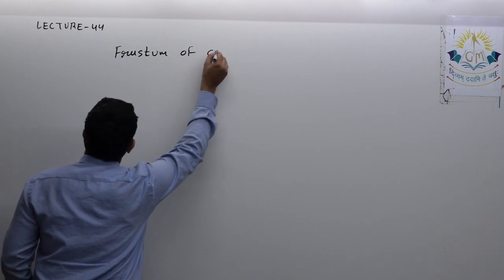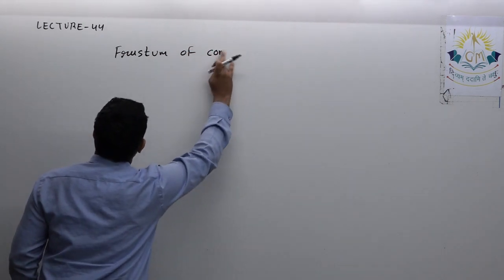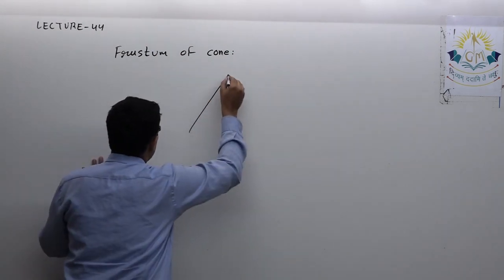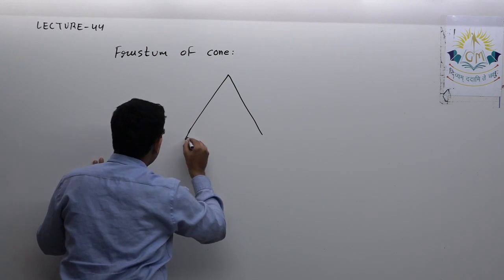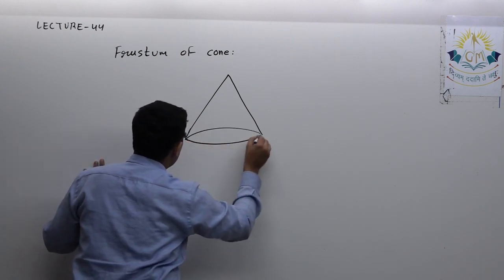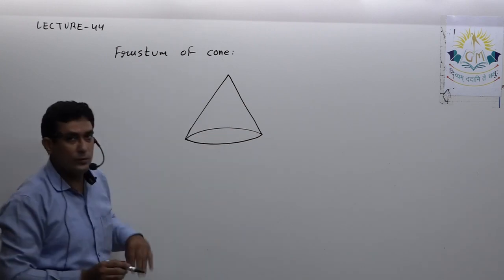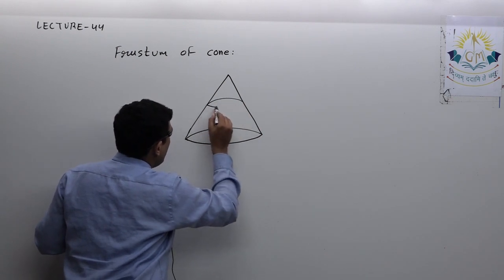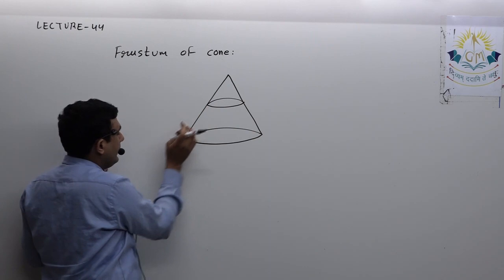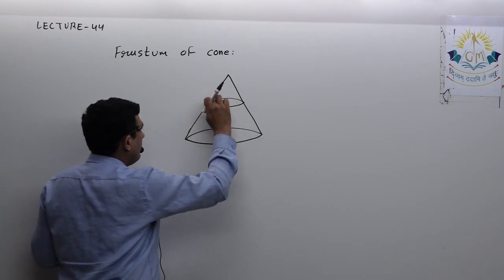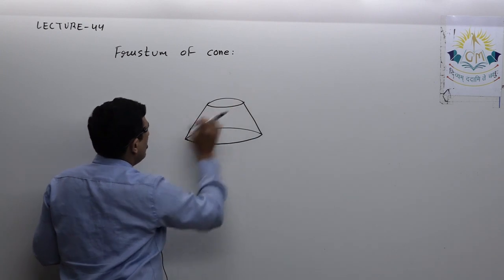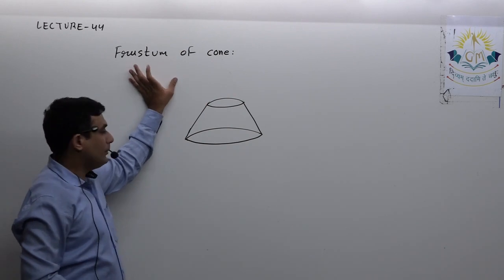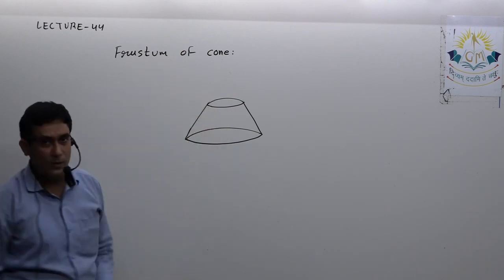The solid is known as the frustum of a cone. First of all, we'll see what the frustum of a cone is. Cone, you already know about this. This is a cone. Now, if we cut this cone by a plane which is parallel to the base, then the portion of this cone between the base and the plane is called the frustum. The literal meaning of frustum is piece, so a piece of cone. This is called the frustum of a cone.